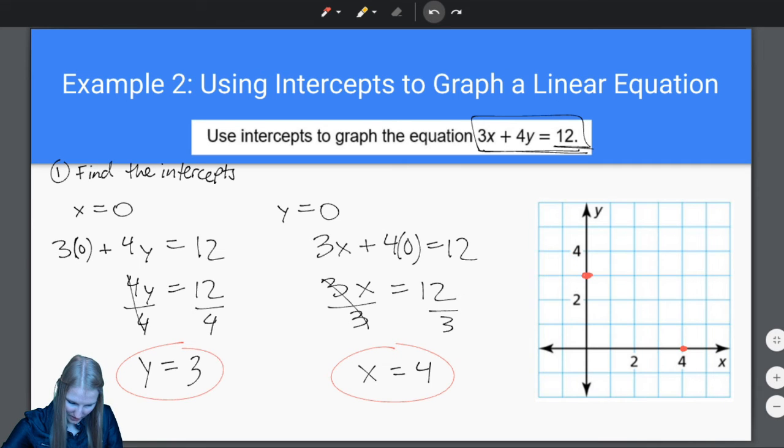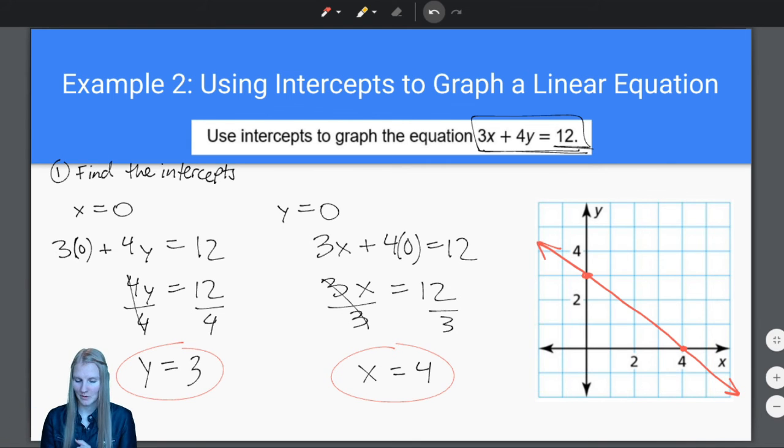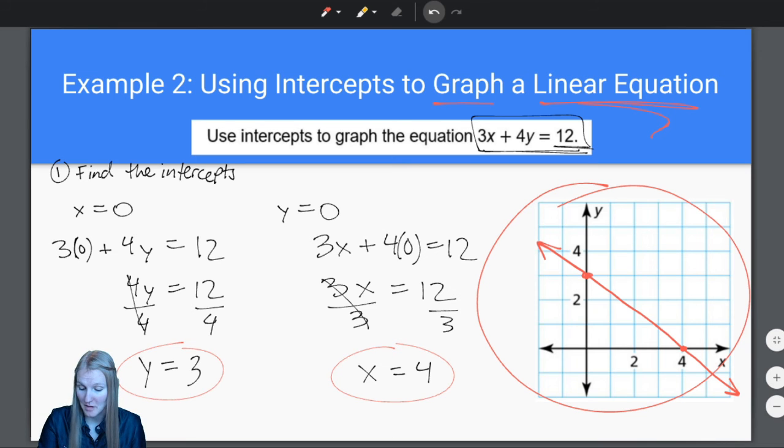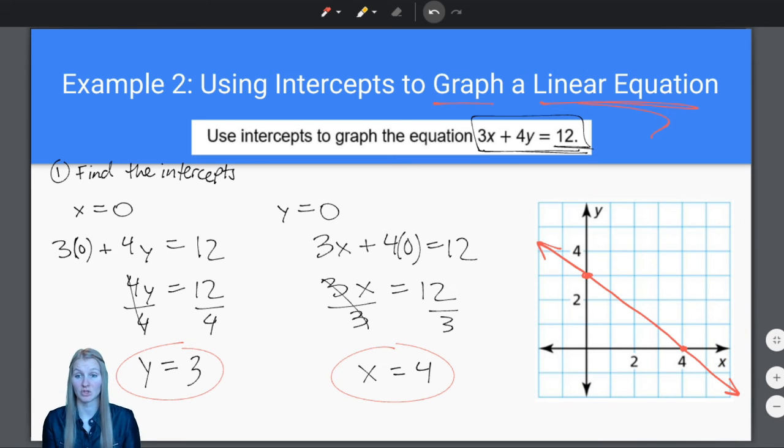Goodness, a ruler would help. There we go. That looks pretty straight. Okay. All right. There you go. We are graphing a linear equation, and that graph is a line. So it is the graph of a linear equation. And we are done. Awesome, awesome.